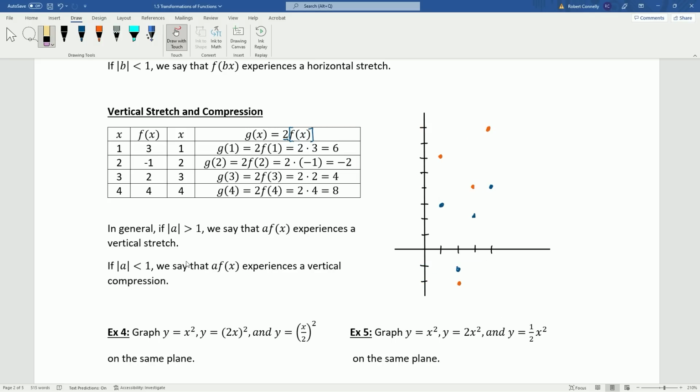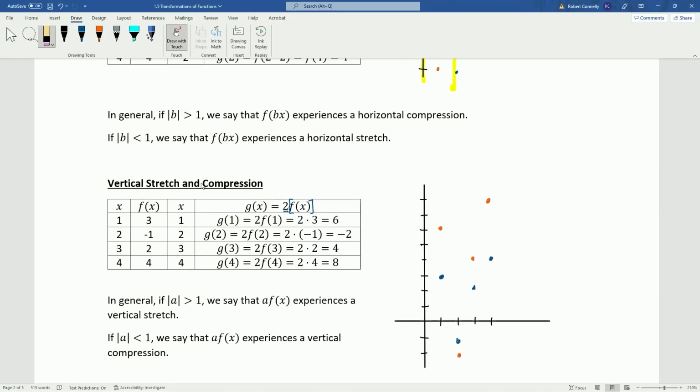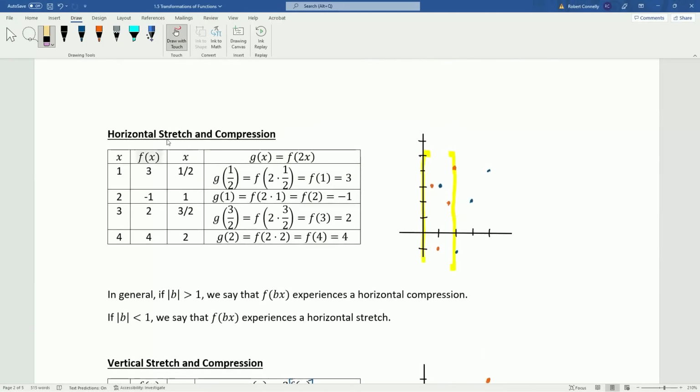So we call this, if the absolute value of a is greater than or equal to 1, we say that a times f of x experiences a vertical stretch. And if the absolute value of a is less than 1, we say that a times f of x experiences a vertical compression. So again, these conditions look about opposite to the conditions for horizontal stretch.